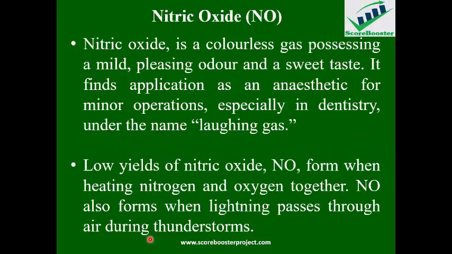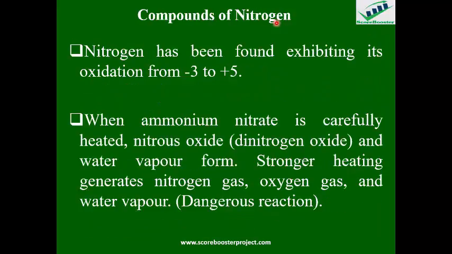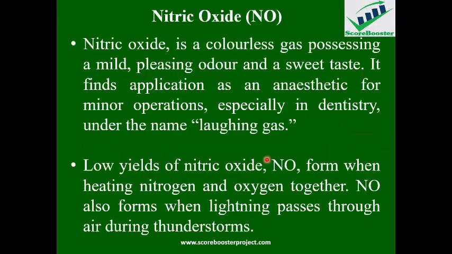Another one is nitric oxide, that is nitrogen 2 oxide. You can see the oxidation number of oxygen is 2. If we employ our knowledge of oxidation state, we see that the oxidation number of nitrogen here is 2. In the earlier case, the oxidation number of nitrogen was 1, so now it is 2.